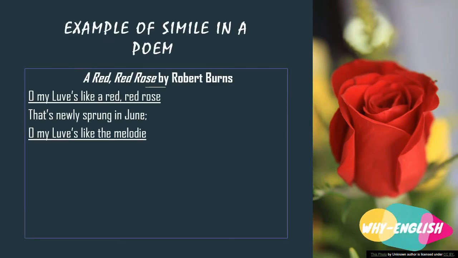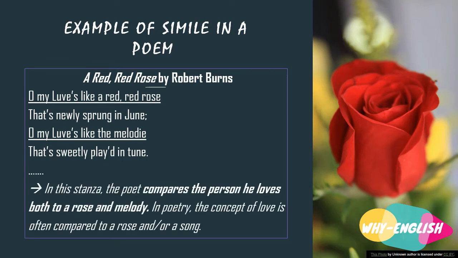Here we have an example of simile in a poem. The title is Red, Red Rose by Robert Burns. Okay, in this stanza, the poet compares the person he loves both to a rose and a melody. Jadi membandingkan orang yang penyair ini cintai dengan mawar dan sebuah melodi. Itu ada kata like, red, red rose and my love's like the melody. Jadi untuk di simile, like ini bukan yang berarti menyukai, tapi like yang berarti seperti atau menyerupai.